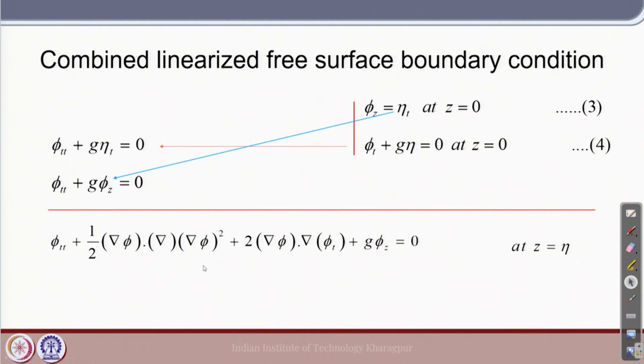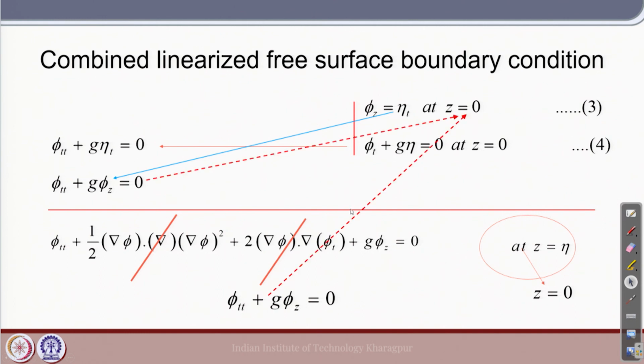And remember the next one, at the bottom, is basically the combined nonlinear free surface boundary condition. Now, here also if I drop the quadratic terms and apply it at z equal to 0, again I can get the linearized free surface boundary condition. So, I drop this term, I drop this term, and therefore from here also I get phi t t plus g phi z equal to 0.